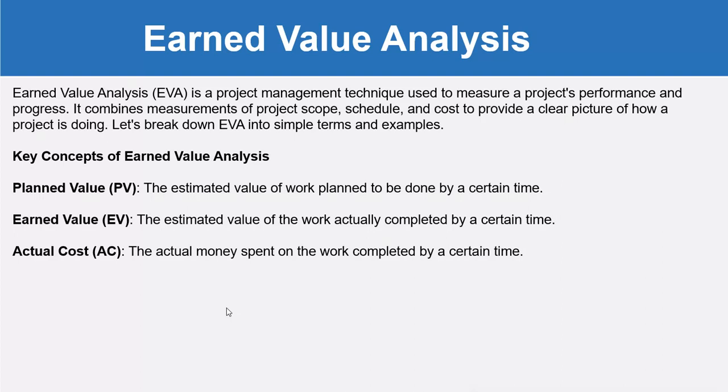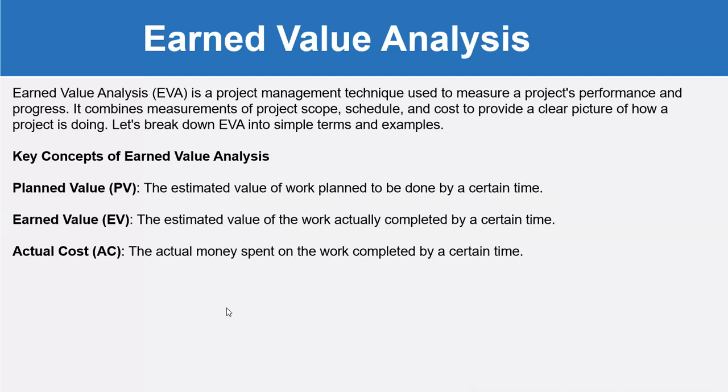Friend, earned value analysis (EVA) is a project management technique used to measure a project's performance and progress. It combines measurements of project scope, schedule and cost to provide a clear picture of how a project is doing, so that you can have a clear idea about the project performance, whether you are going as per the plan or you are behind the schedule.